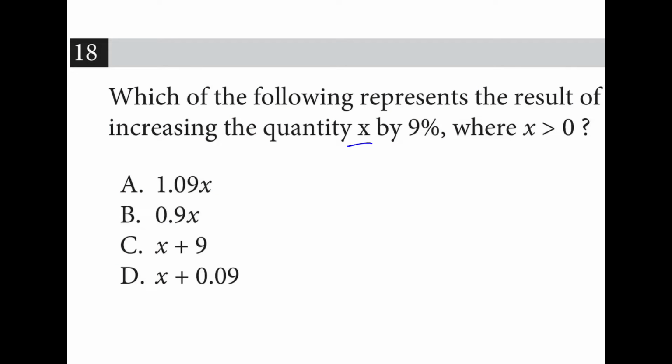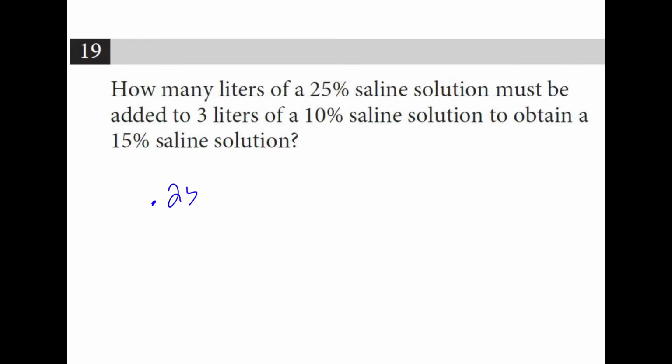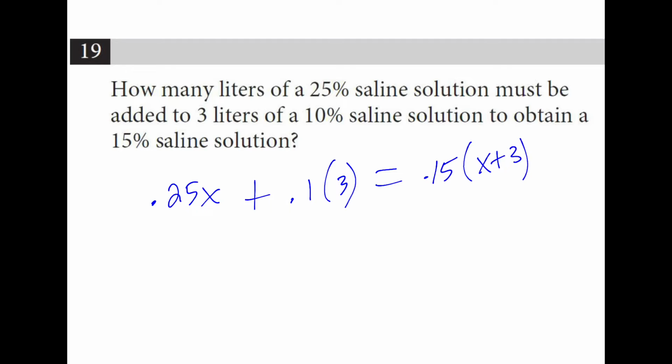If we increase x by 9%, we're looking at 1.09x. 0.25x plus 0.1 times 3 equals 0.15, and here we have x plus 3. So the percentages are all there.